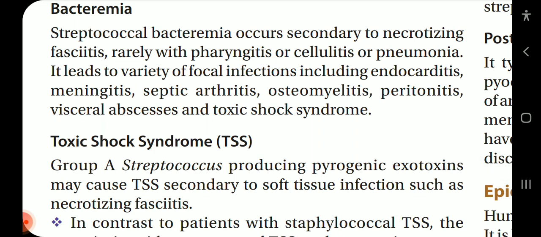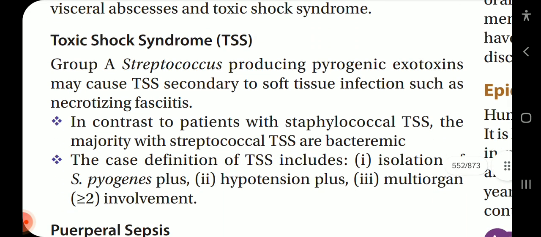Bacteremia: streptococcal bacteremia occurs secondary to necrotizing fasciitis, rarely with pharyngitis or cellulitis or pneumonia. It leads to a variety of focal infections including endocarditis, meningitis, septic arthritis, osteomyelitis, peritonitis, visceral abscess, and toxic shock syndrome. TSS, or toxic shock syndrome: group A streptococcus producing pyrogenic exotoxins may cause TSS secondary to soft tissue infections such as necrotizing fasciitis.